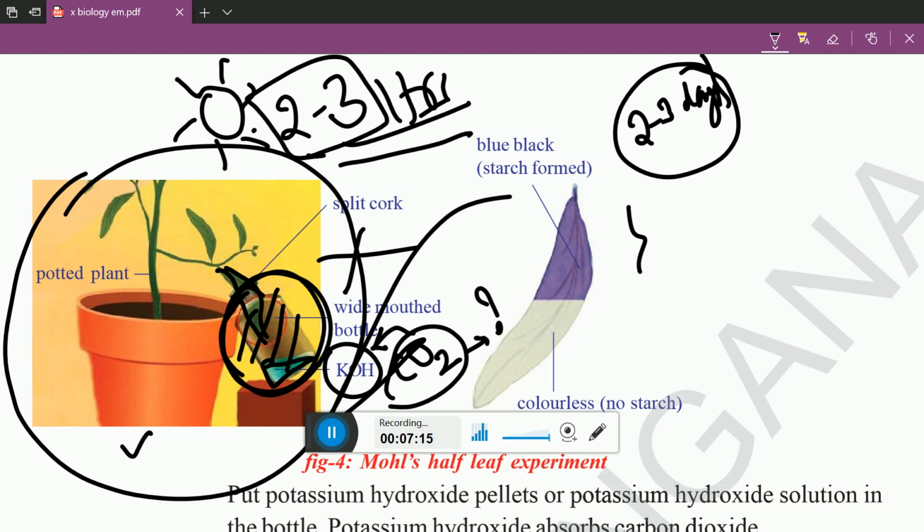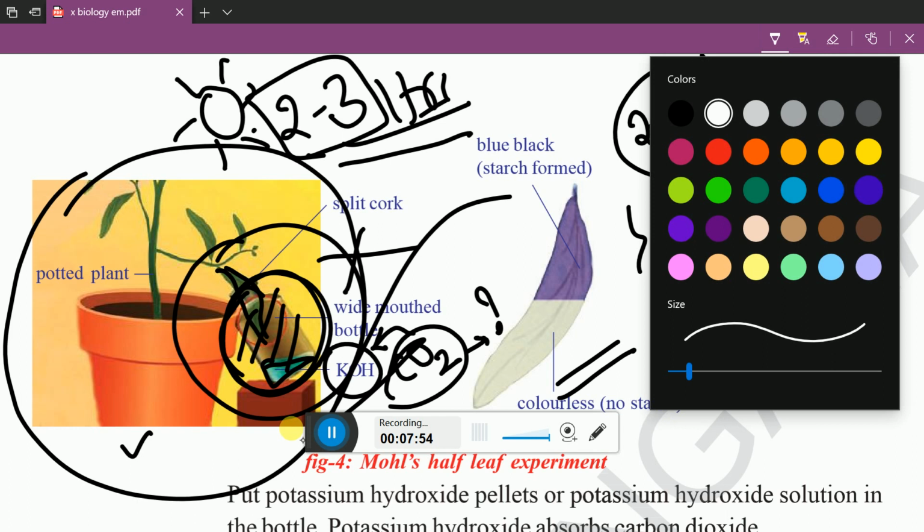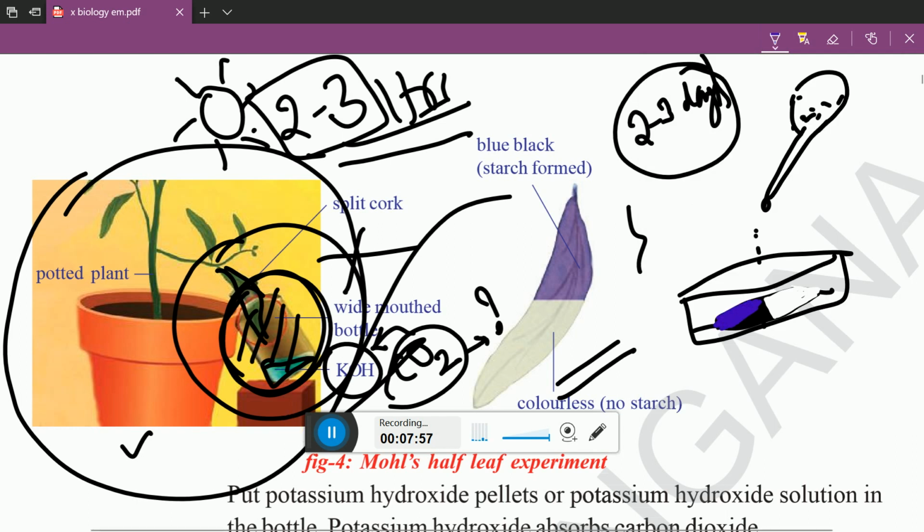After 2 to 3 hours, what do we need to do? We need to slowly remove this leaf, as we are seeing here. We need to remove the whole leaf and take one petri dish. In that petri dish, we will put this leaf and pour iodine solution. As I already said, iodine solution. Then what will happen? Half of the leaf will turn purple and half of the leaf will turn white or show no color change. Purple or navy blue, like that it will change.